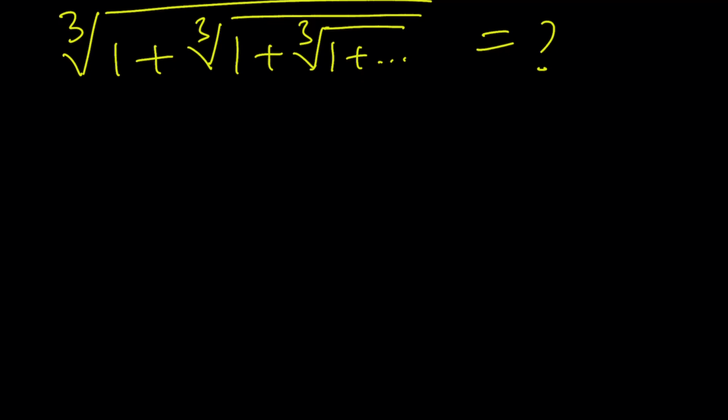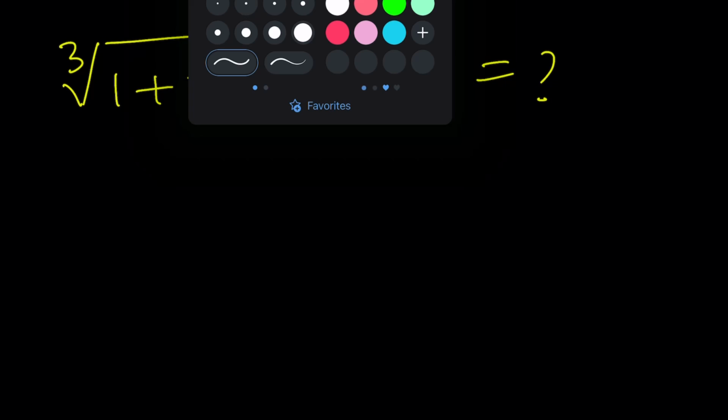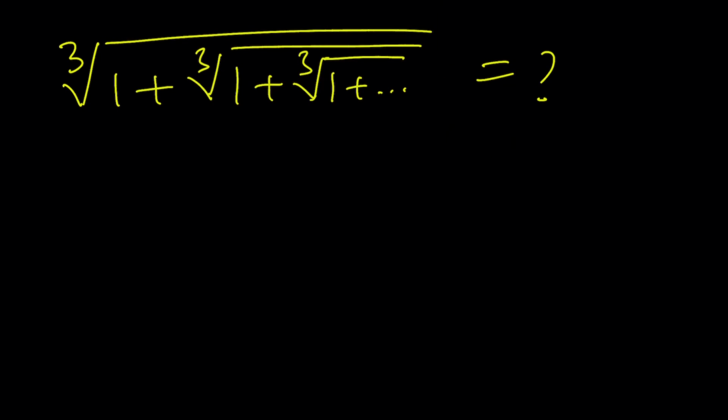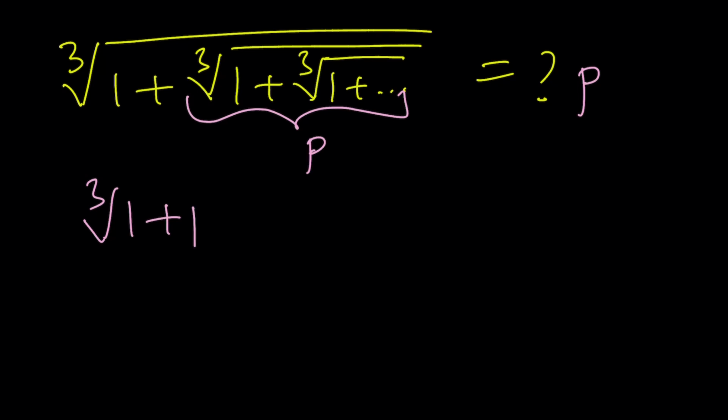So in order to evaluate this constant, we're going to do the same trick that we used before. We're going to set it equal to x. You can also set it equal to p for plastic ratio, and so on. How about using a p here? Let's do it. Okay, great. Let's go ahead and set it equal to p. Now notice that this part is the same thing as the original. So this is an expression that contains itself infinitely many times. That's what happens. So this is also p. So we get the cube root of 1 plus p equals p.